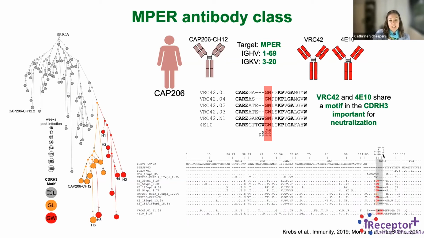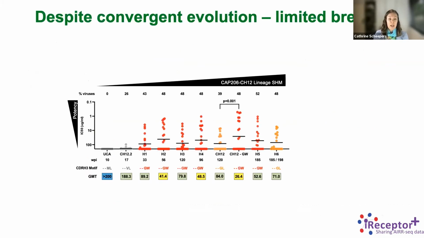And what we saw really is also convergent evolution. What that means is evolution towards the same amino acids from different lineages in the same epitope. So all three of these lineages mutated towards this particular motif within the CDRH3. This was really exciting for us, and we thought maybe one of these antibodies might also be broad and potent, like VRC42 and 4E10.